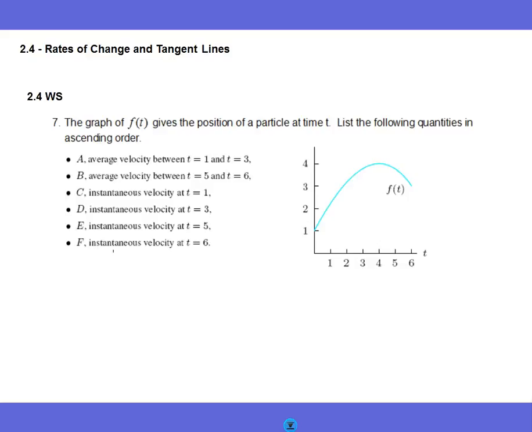So I sit down here and do average velocity between t1 and t3. So average velocity is my secant. So here's t1, there's t3, average velocity is my secant. So there's my secant line. And that's the value of A. Now I'm going to let you do the average velocity between 5 and 6.